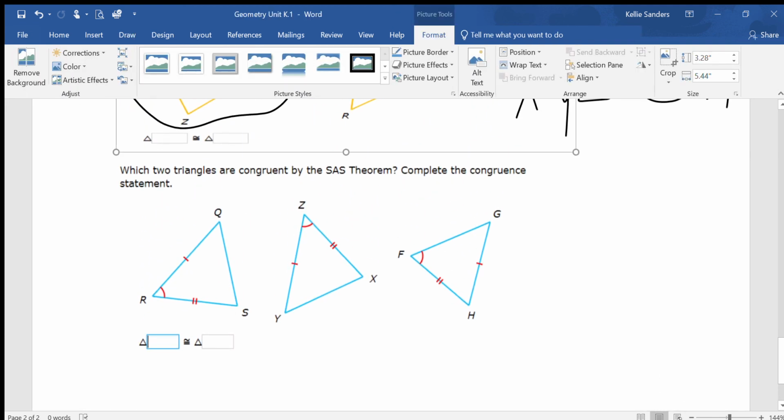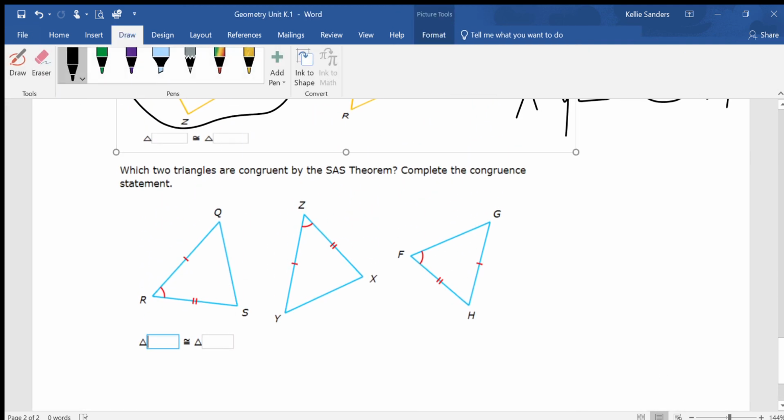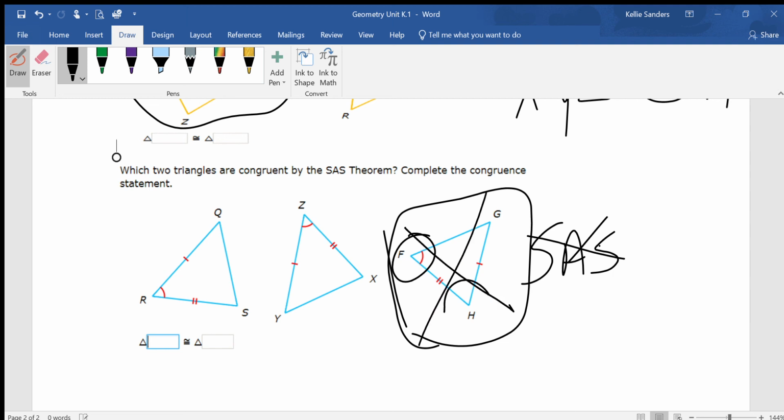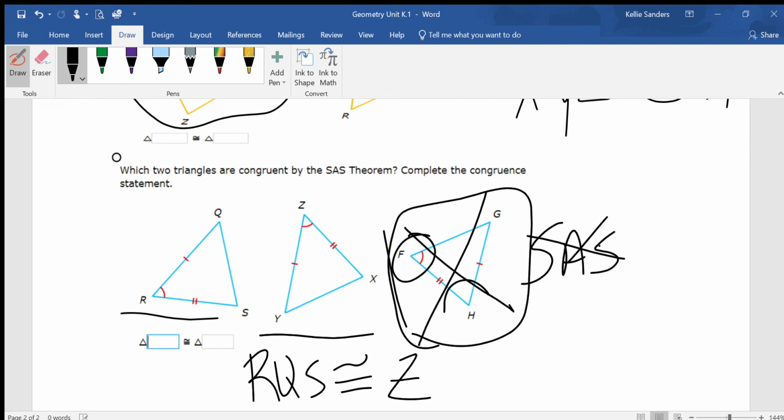And our last one, side, angle, side. Which one is side, angle, side? See this one right here? This is not a side, angle, side because the angle is not between the two sides. So it's definitely not that one. So by default, these other two have to be the side, angle, side. So RQS is congruent to ZYX. That's it.